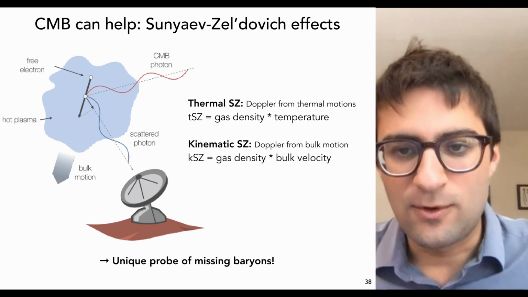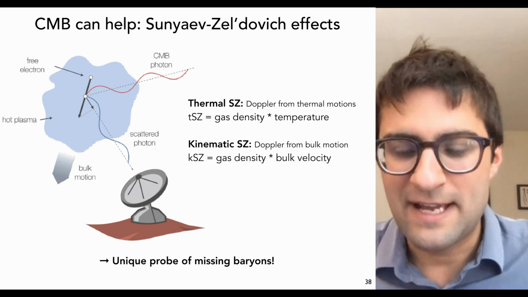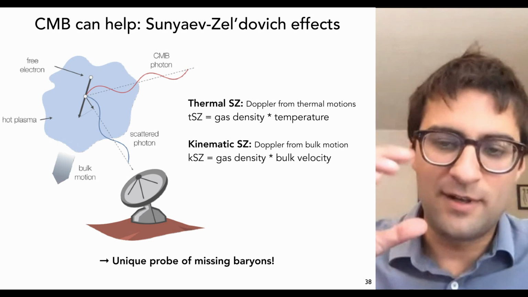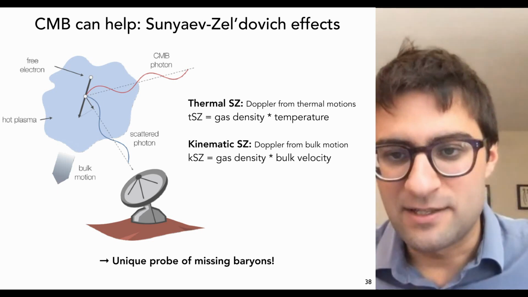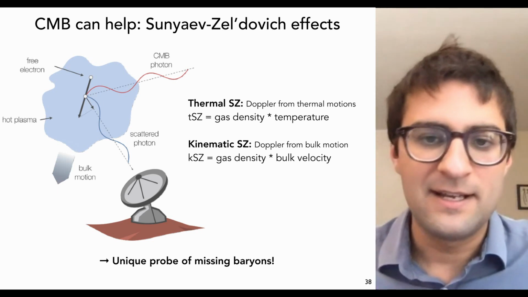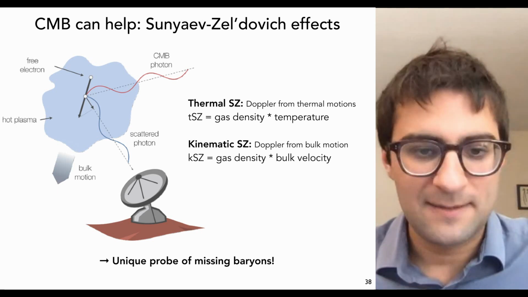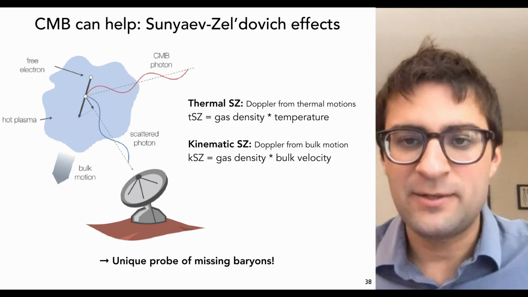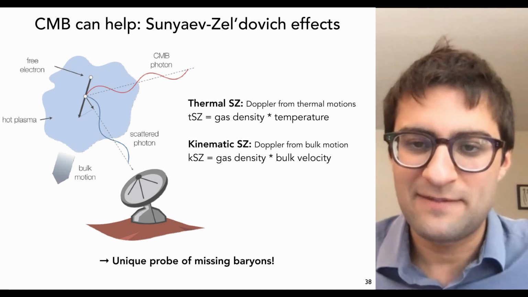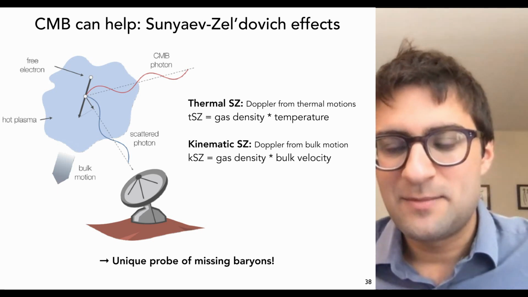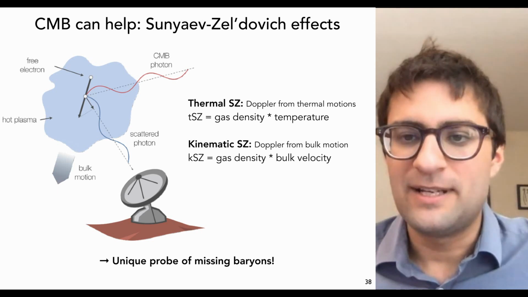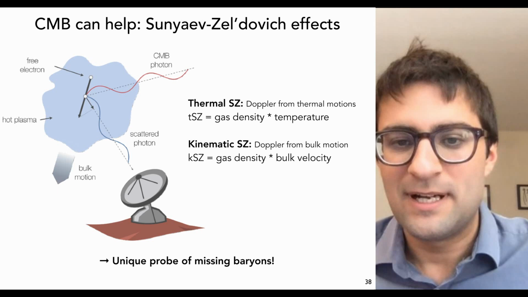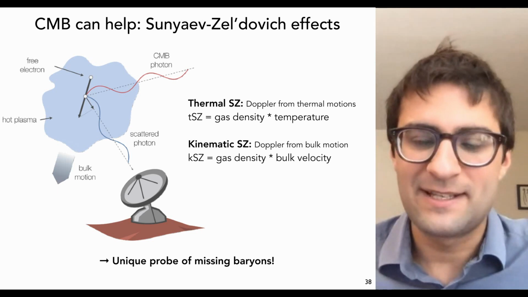And this effect is therefore called the kinematic Sunyaev-Zel'dovich effect. Again, it's a Doppler effect, and so it tells you about that bulk velocity. And again, it tells you about the gas density because, again, if you didn't have gas, you would have no effect. And so if you can measure those two types of gas shadows, those thermal and kinematic Sunyaev-Zel'dovich effects, you get to measure the gas density and the gas temperature. And so this really tells you about the thermodynamics of that gas.